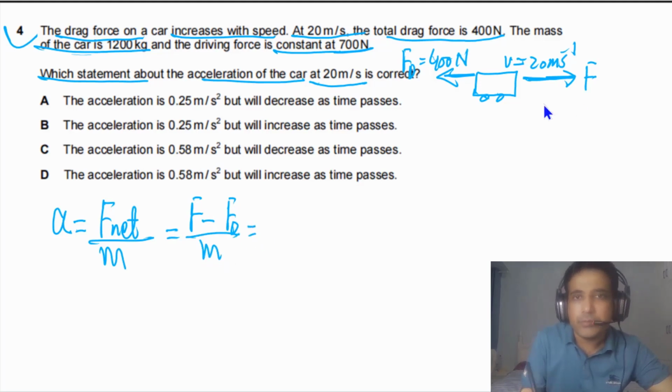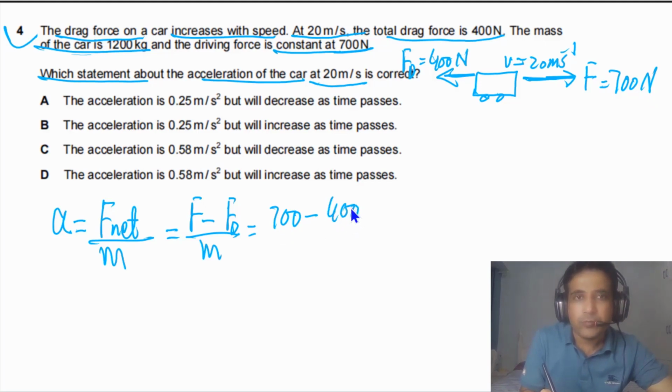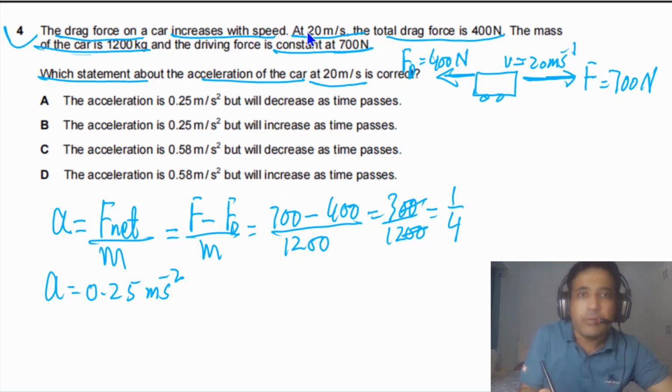Driving force in this case is equal to 700 newtons, so we can write 700 newtons. So this is 700 minus the drag force 400 newtons, divided by the mass of the car. If we simplify this one, we will get 300 divided by 1200. These two zeros we can cancel, so we are left with 1 by 4. So it simply means that the acceleration of the car is equal to 0.25 meters per second squared when the speed of the car is 20 meters per second.